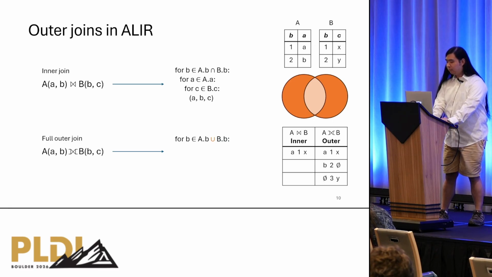Next, the values of A and C should produce null values where the B value does not exist in A and B respectively. To represent this, we add a union with the null symbol, where the domain A.A union null produces a null value where B is not contained in A, and otherwise produces the corresponding values of A. We do the same thing for C, and we have the tuple generation unchanged.